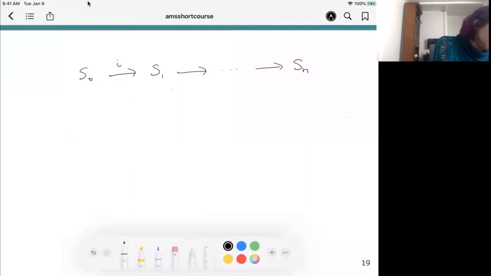So each of these things, via the homology computation on the previous slide, gets mapped to its homology groups. Oh, sorry. I haven't told you those maps exist yet.